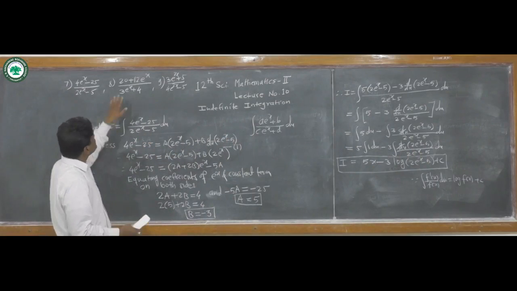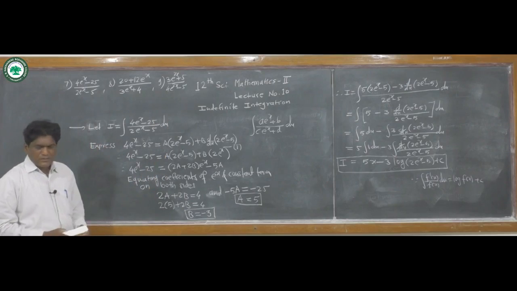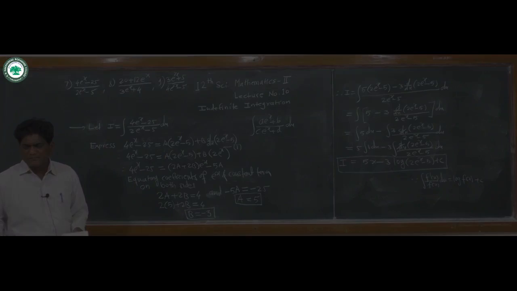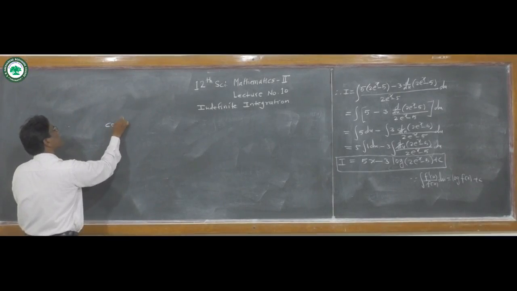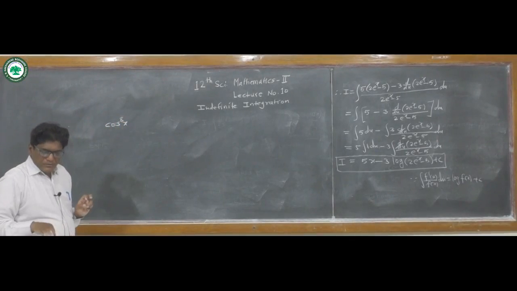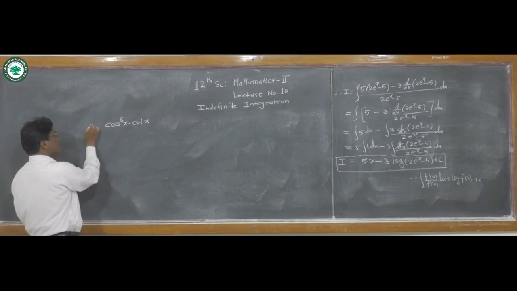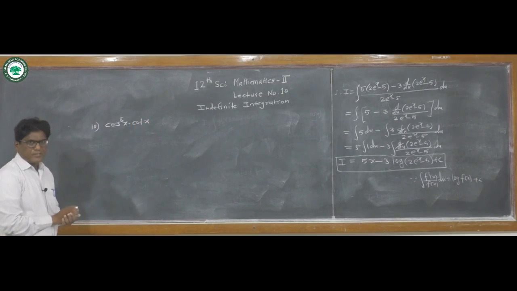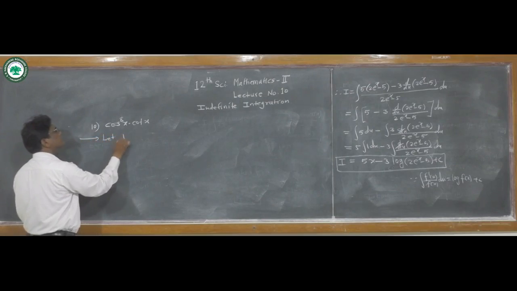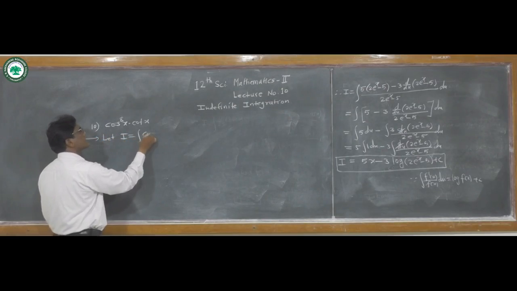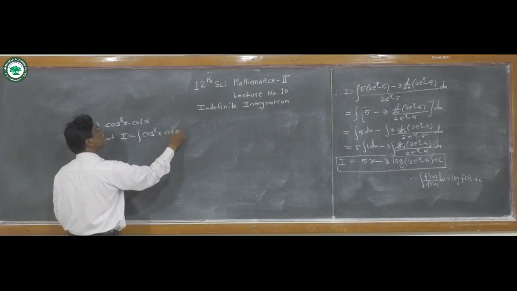In this way you solve the problem number 8 and 9. Now take here a screenshot. Then we see here problem number 10: cos to the power 8x into cot x. This is the 10th problem in question number 2. We call this I. Let I is equal to integration of cos to the power 8x into cot x dx.